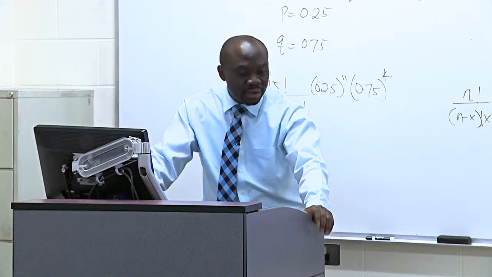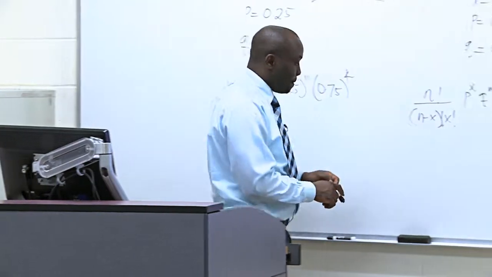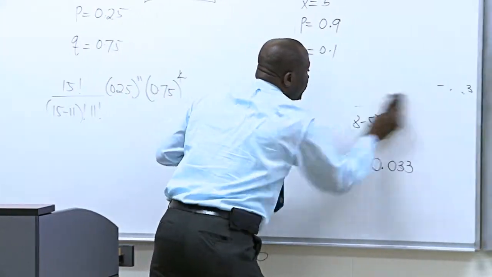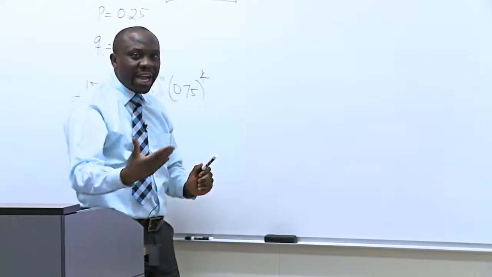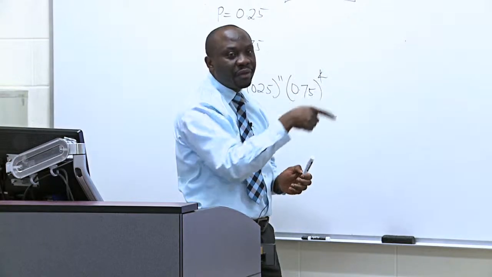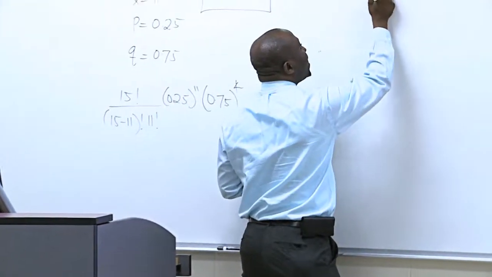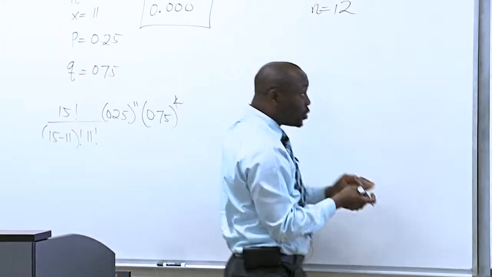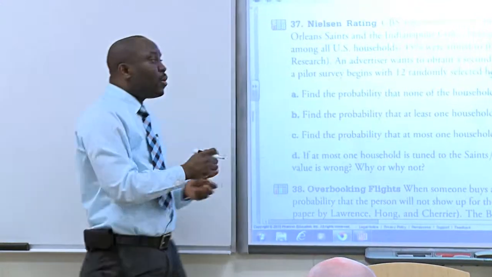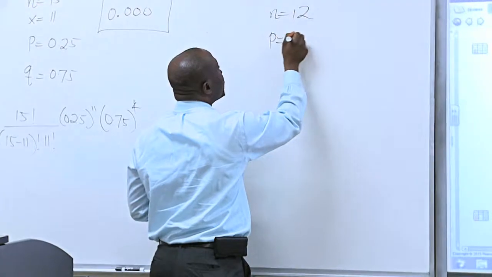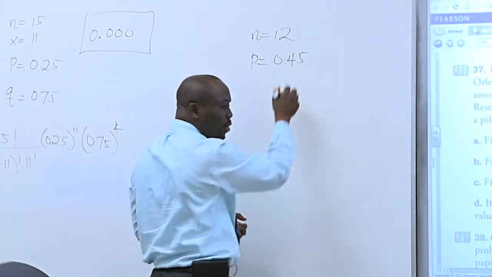Great. If it's a binomial distribution, what is N? N is 12. So N is given. So unlike my examples where I give you the N, over here you got to figure it out. So N is 12 because these are the number of randomly selected households. What is P? 0.45. That is also given to you.